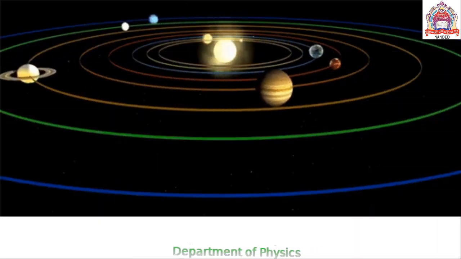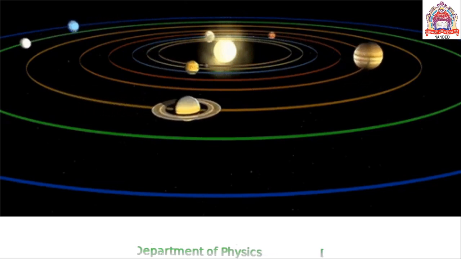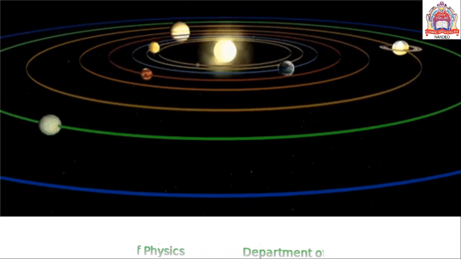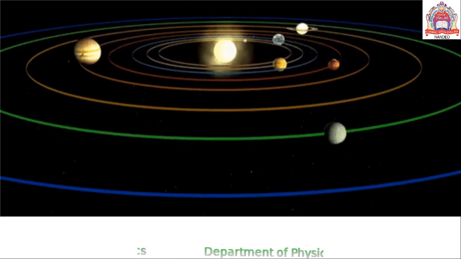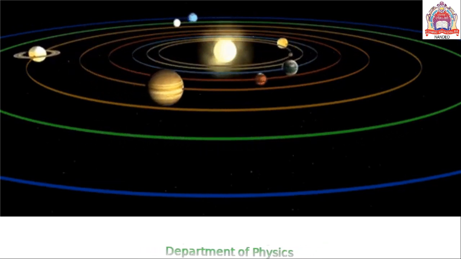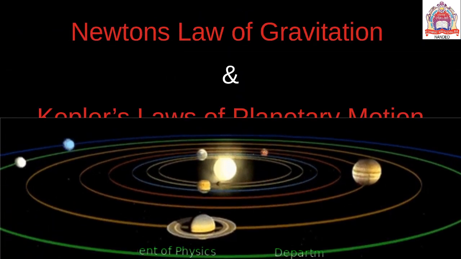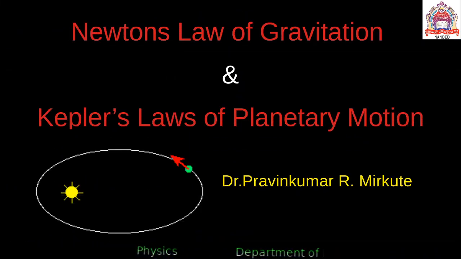In the solar system or universe, every particle attracts every other particle. That's why the planets are bound to the sun. Today we are going to learn Newton's law of gravitation and Kepler's laws of planetary motion.